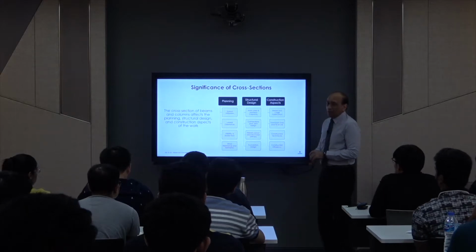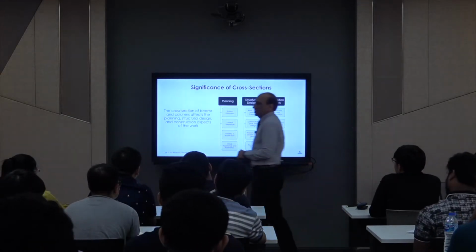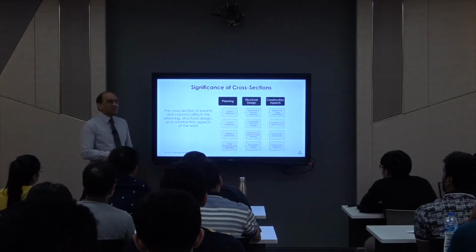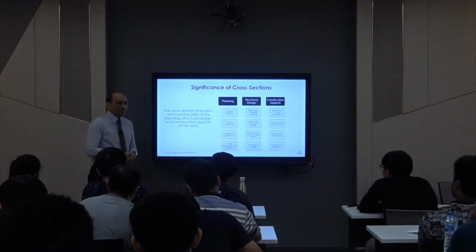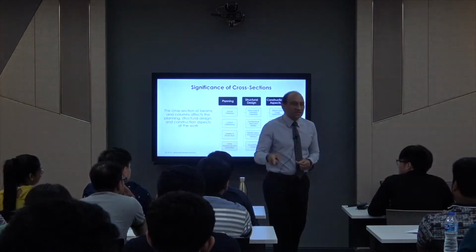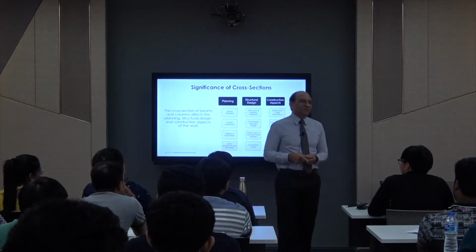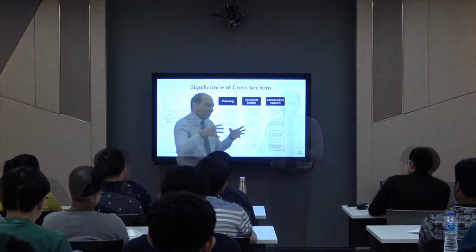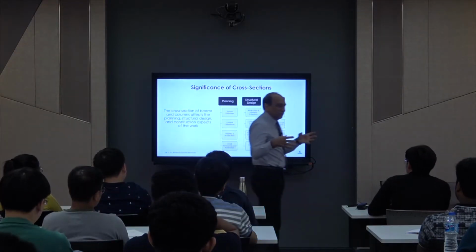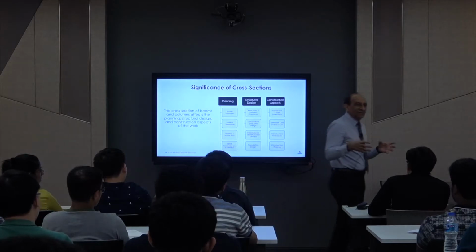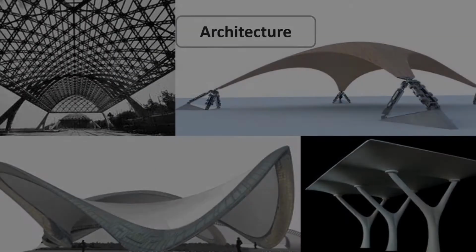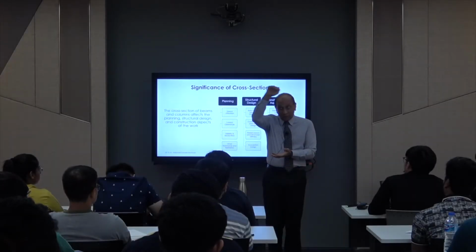Now, why is it important to study the cross-sections in detail? Because cross-section affects everything. Climate change is affected by cross-section. Buildings consume 60% of the entire energy in the world. If you make the column bigger than it should be, that means you are affecting the climate change. If the column is too big, architects will not like it. If the beam is too deep, it will obstruct the ceiling.